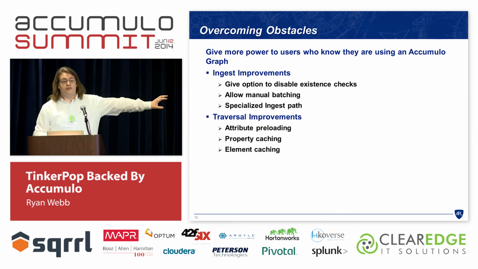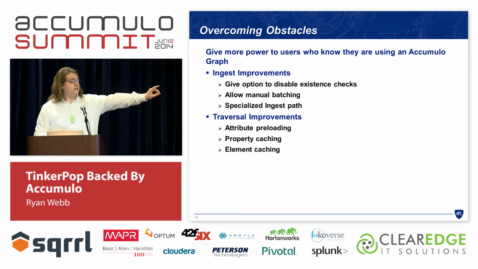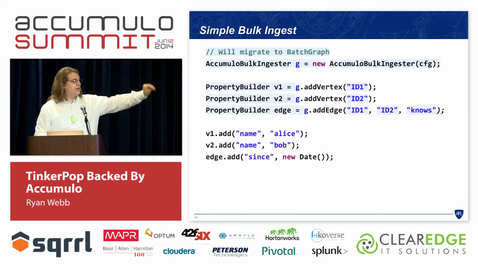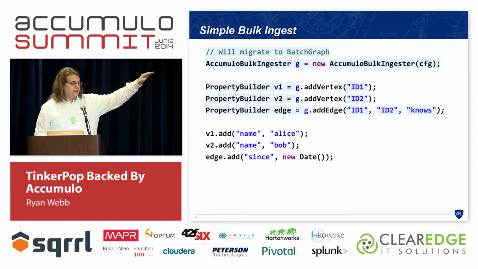So here's the API for our simple bulk ingest. It's initiated the same way with the same configuration object you used before, and its API is a little different. The property builder class saves on the mutation of adding properties to these vertices, so it just builds on the mutations we already have instead of making new ones. But it's very similar, and it does it as best as we can with no consistency guarantees, none of that. It just goes.